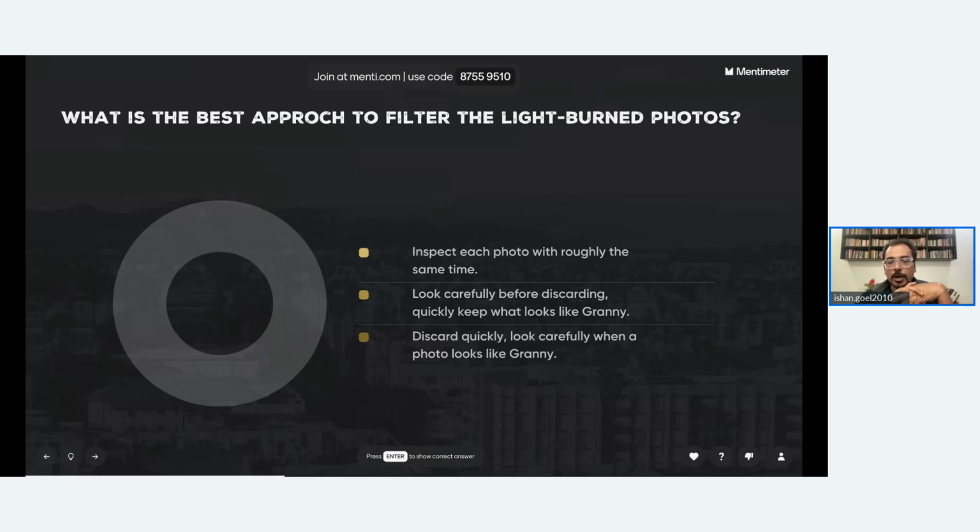Again, we have the same three options. Inspect each photo with roughly the same time. Look carefully before discarding. Quickly keep what looks like a burnt photo. I'm sorry for some of these errors because I made these puzzles only today, so I had short time. Thank you for understanding. But the idea is: look carefully before discarding and quickly keep what looks like a burnt photo. And the other is you discard quickly, but you look carefully when a photo looks like burned.